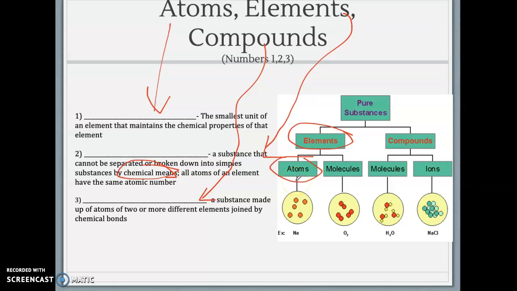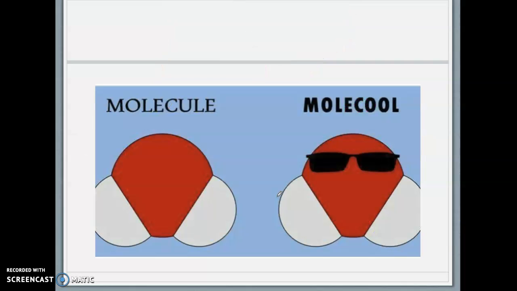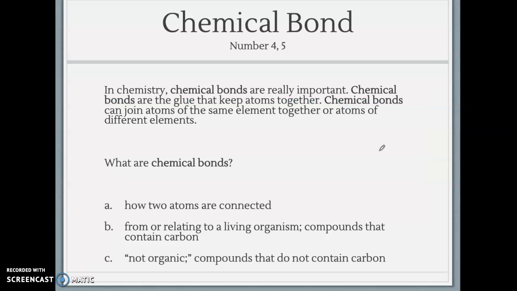That's a substance made up of atoms of 2 or more different elements joined by chemical bonds, and that's what I see here and here. Those are 2 different types of compounds. You have molecules and ions there. So atoms, elements, compounds. Yeah, just a classic chemistry meme for you. A molecule is just 2 things that are bonded together. They can be the same atom or different atoms. And a molecule is a molecule that's wearing sunglasses.